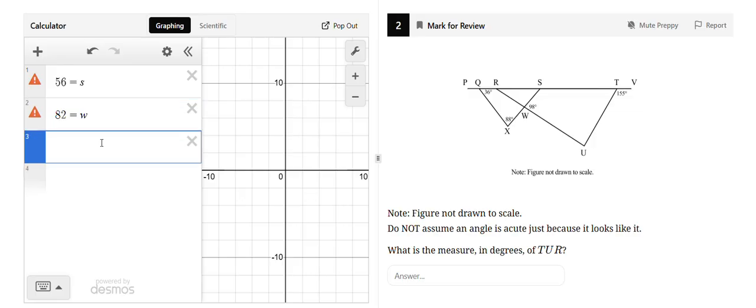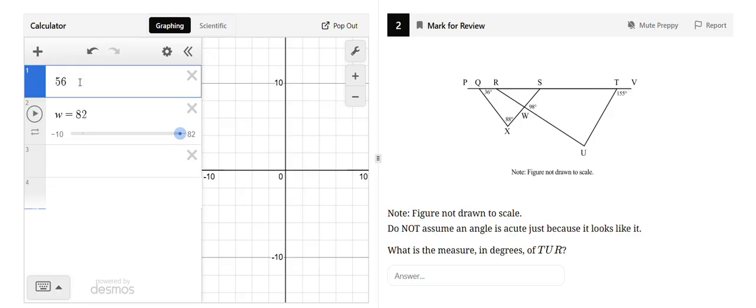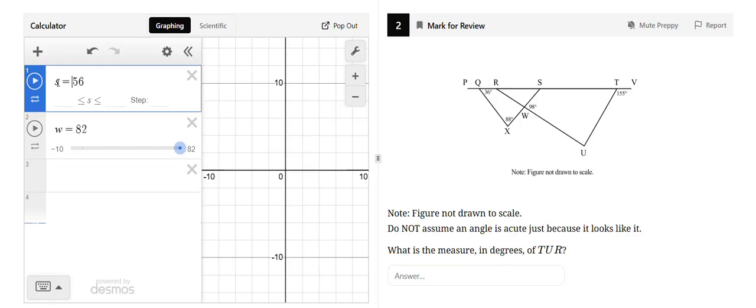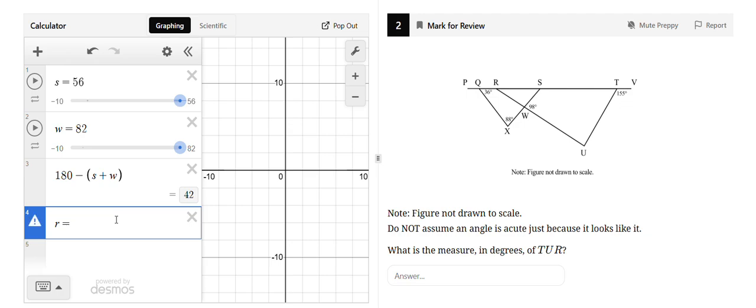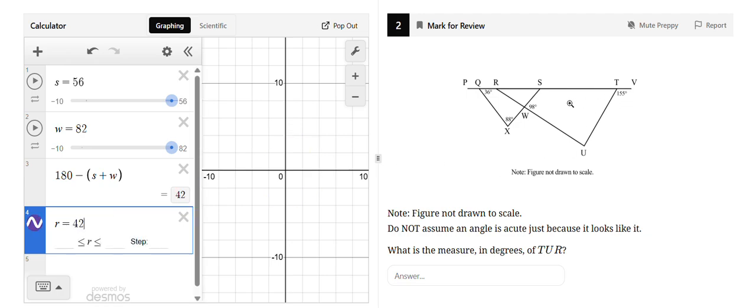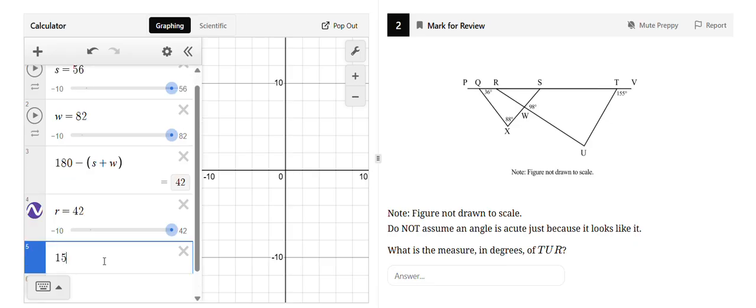Desmos doesn't like it if you set it equivalent to something in the end, so just do it in the beginning. All right, so then 180 minus S plus W is 42, which is angle R. All right, so R equals 42. Then we just have one more piece of the pie. 180 minus 155 gives us the angle T. So now that we have R and T, we can find U.